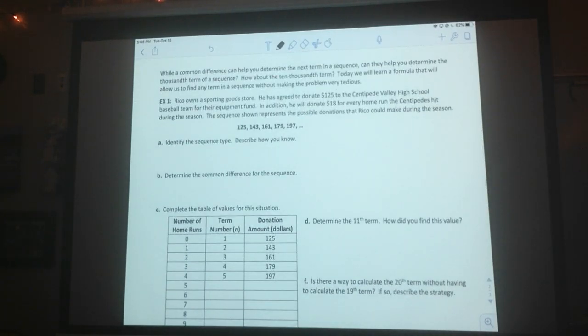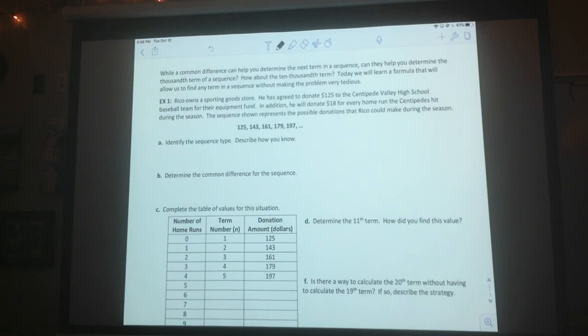It says, while a common difference can help you determine the next term in the sequence, can it help you determine the 1,000th term of the sequence? Or how about the 10,000th term? Today, we are going to learn a formula that would allow us to find any term in a sequence without making the problem very tedious.